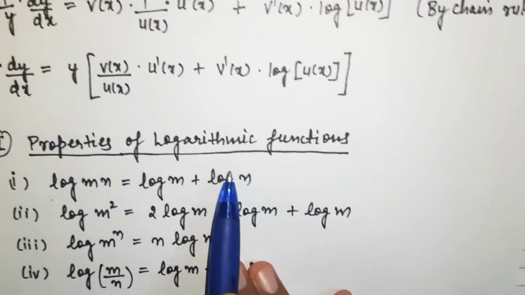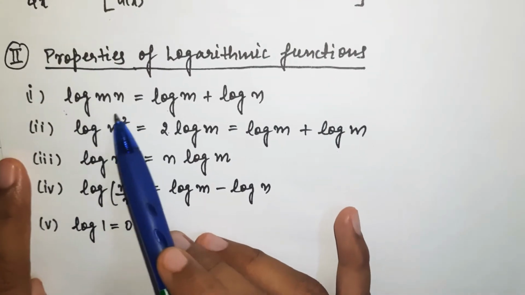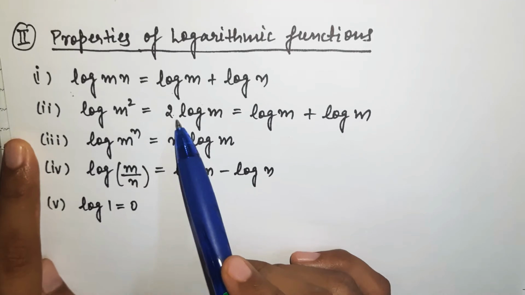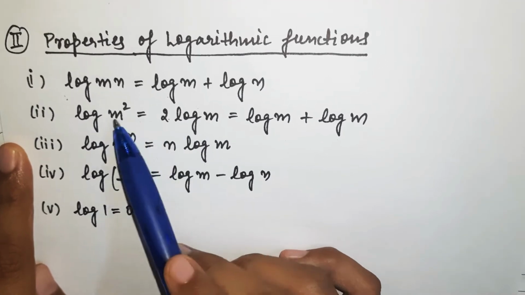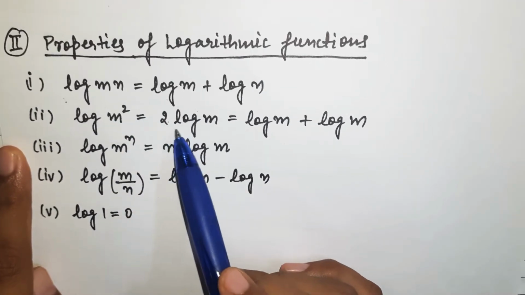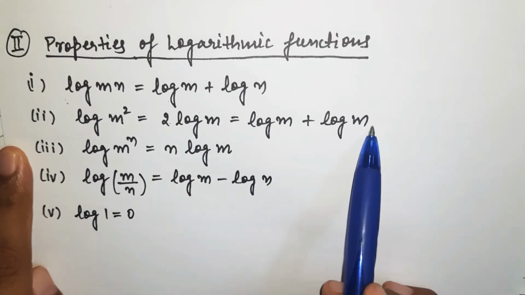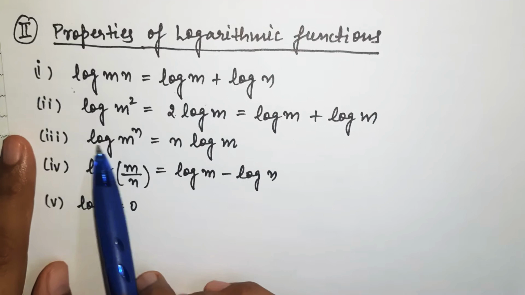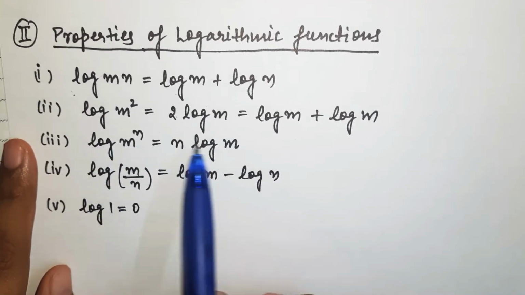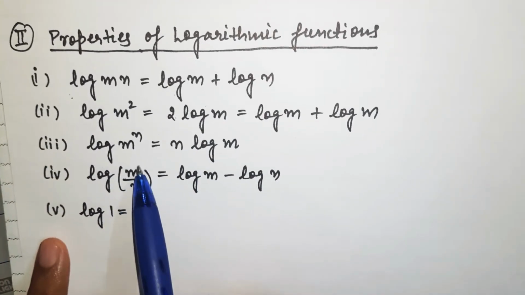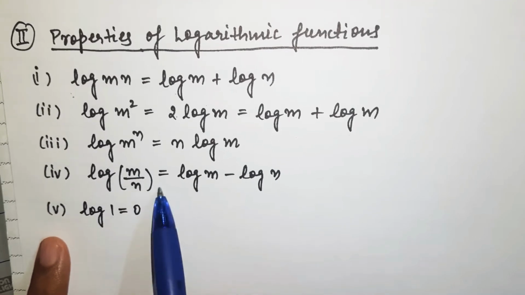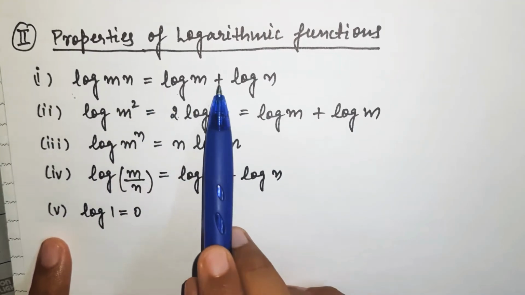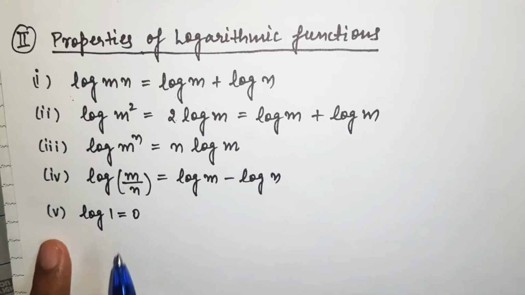Now these are the properties we are using in the questions. Log mn is always equivalent to log m plus log n. Log m square is equivalent to 2 log m. That means that power will come before log, and we can write this as this also. That is the same thing, but the property is this. Similarly, n will come before the log. Whenever we have division, this will become a negative sign, and whenever we have multiplication, it will become the plus sign. And the value of log 1 is always 0.